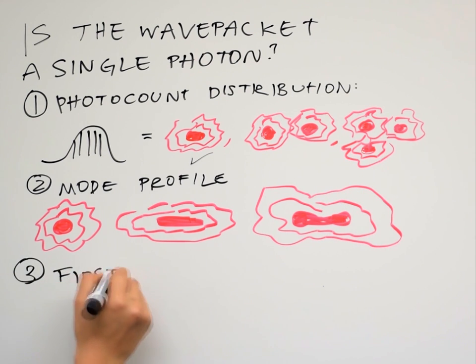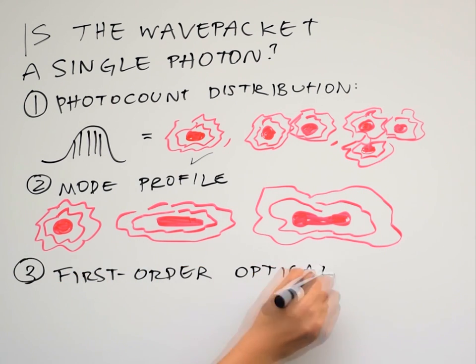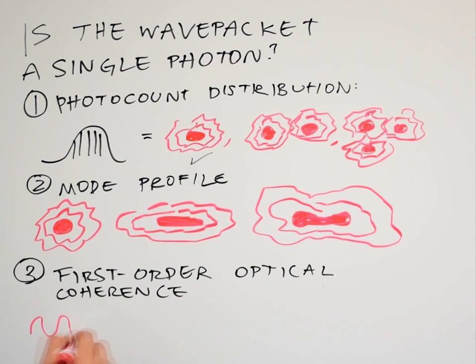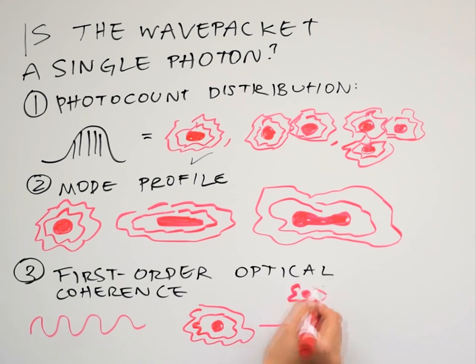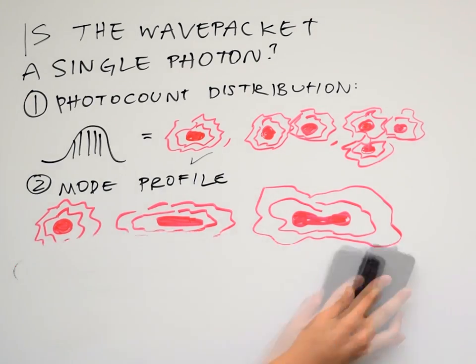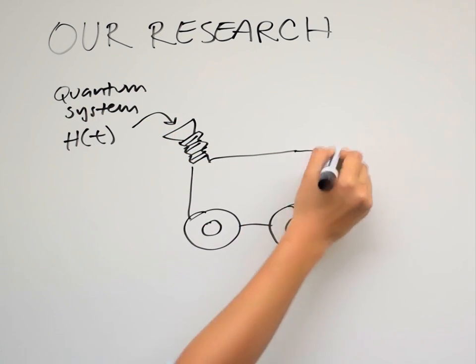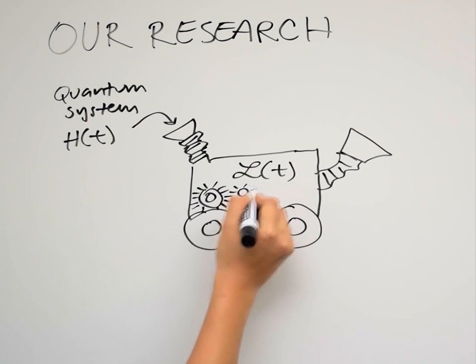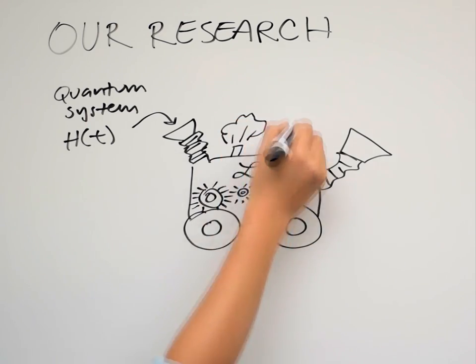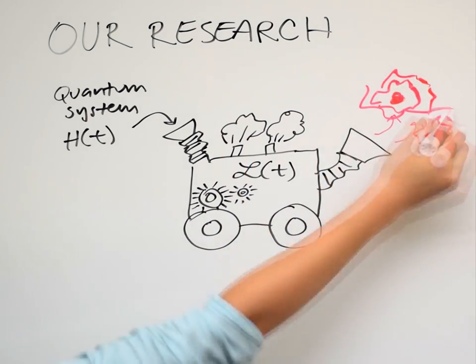3. The first-order optical coherence. Think of this metric as describing how wave-like the photon is, and how it interferes with other photons. In our paper, we developed a theoretical framework for taking an arbitrary quantum system, putting it through a suite of mathematical tools and machinery, and then answering the question of how well does it emit a single photon.